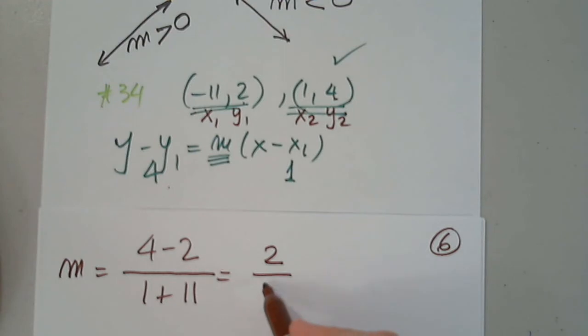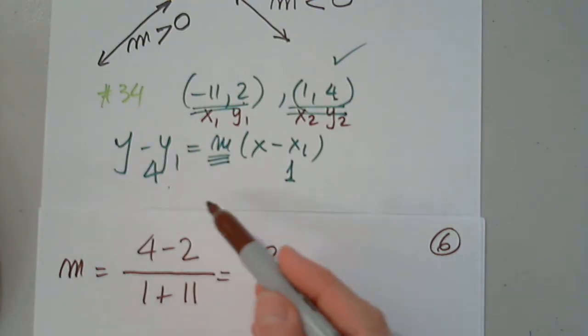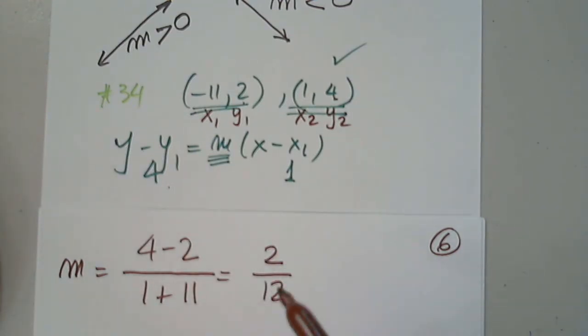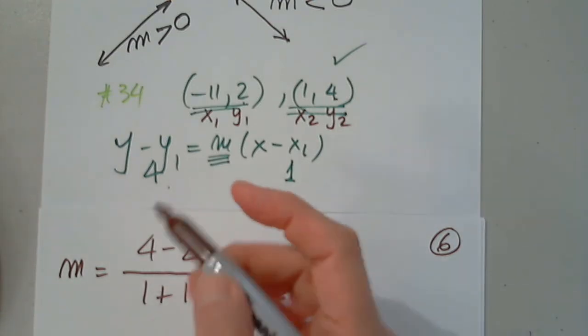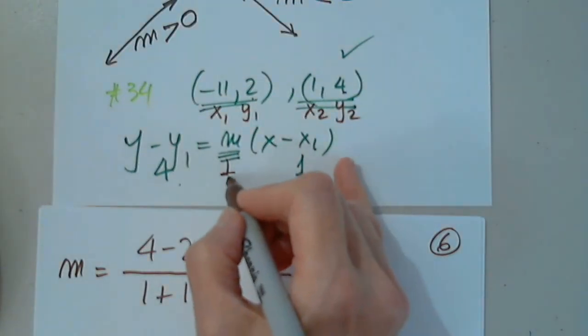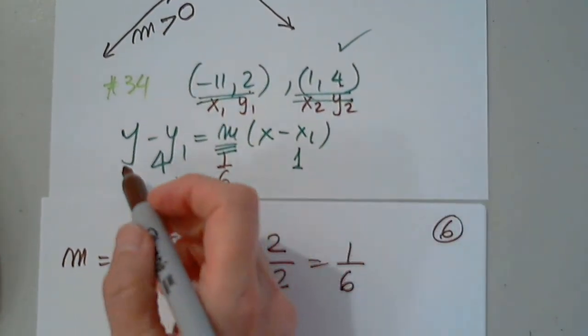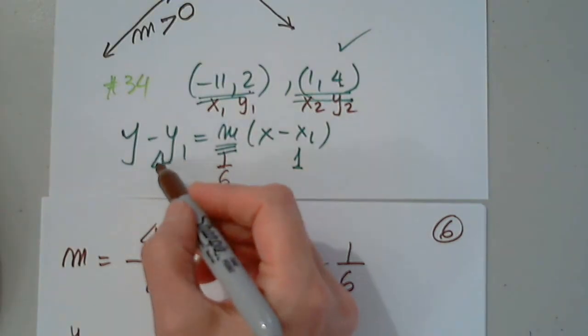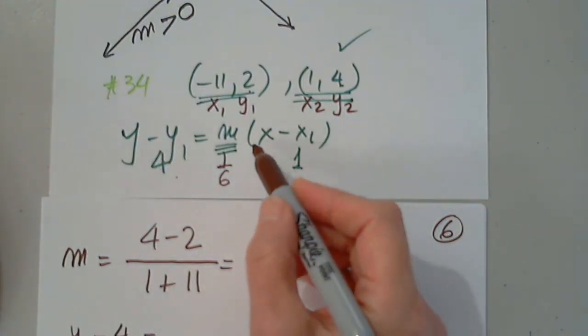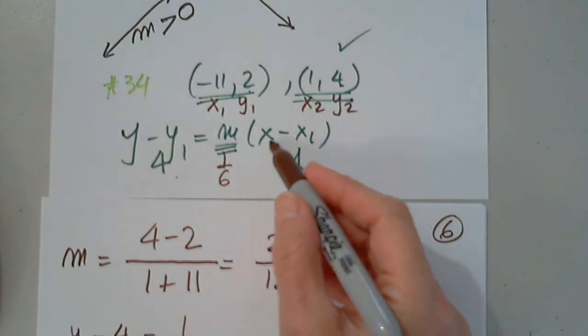The denominator is 12. Do not attempt to simplify. You can simplify now because simplifying factors. 2 divided by 2 is 1. 12 divided by 2 is 6. So I have my number that I was missing, which is the slope. I have to solve for y. So I copy y minus 4 equals 1/6 times (x minus 1).